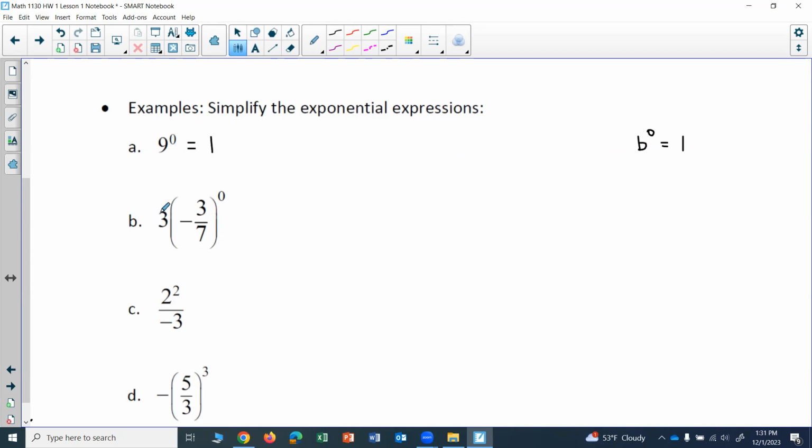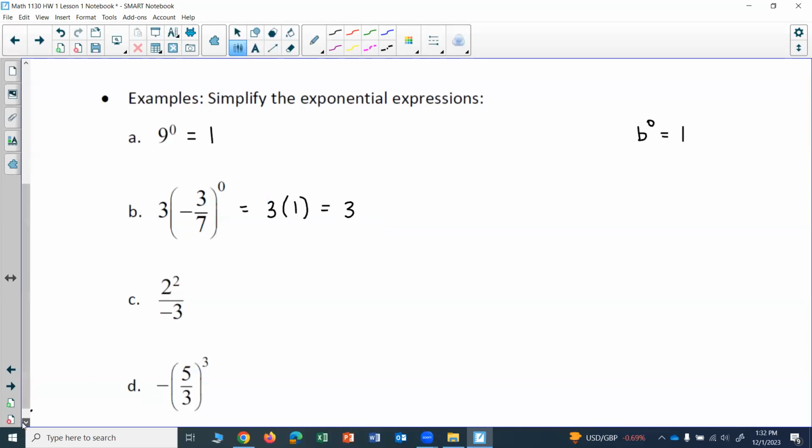The next one, I have this 3 out front, and then the fraction -3/7 raised to the 0 power. So again, I'm using this rule of exponents. B to the 0 power equals 1. So this would become 3. The -3/7 raised to the 0 power would give me a 1. 3 times 1 is 3. And that would be my final answer.